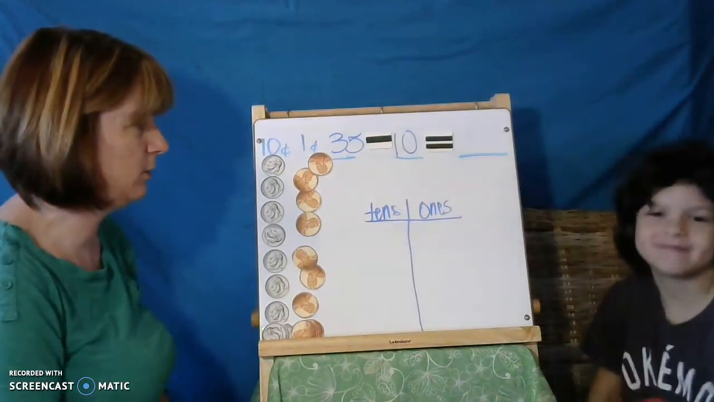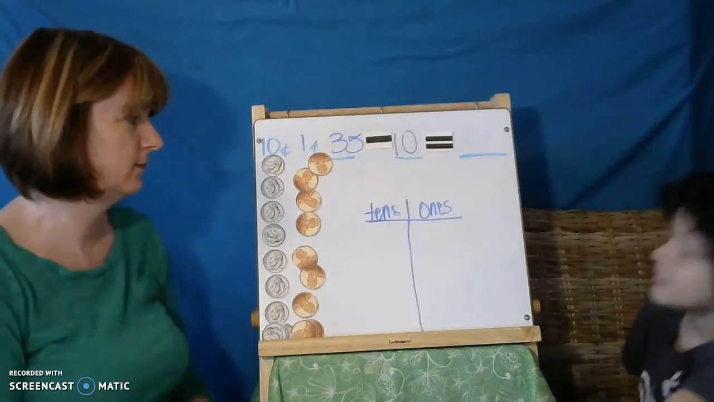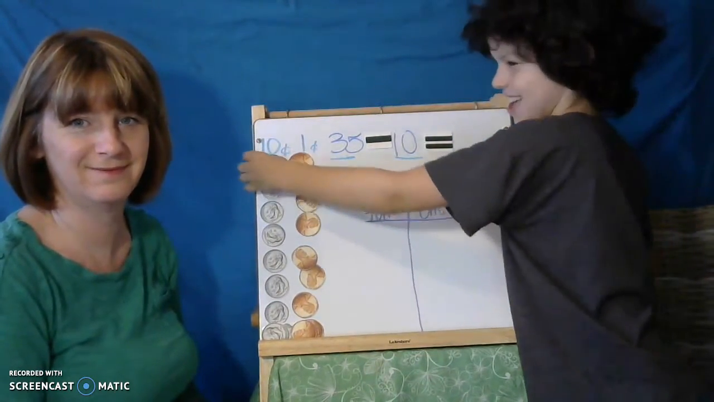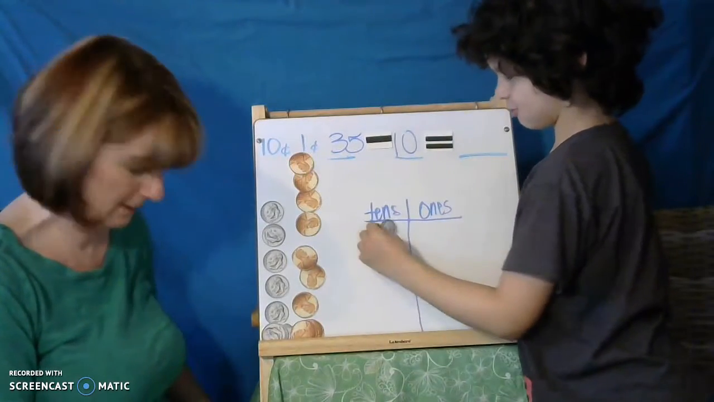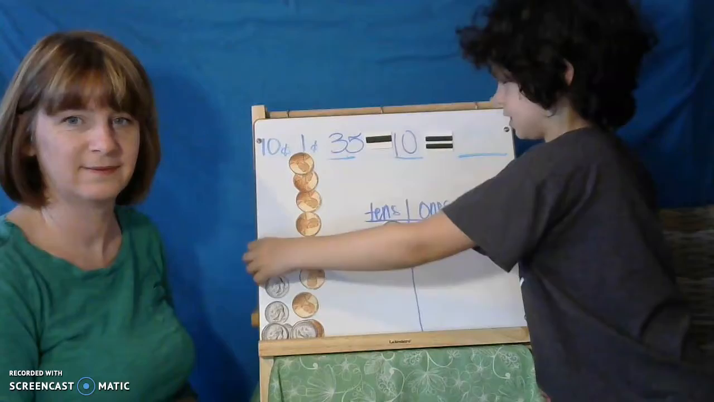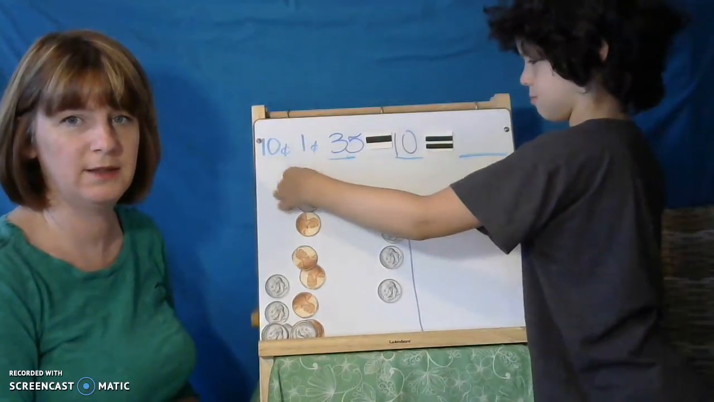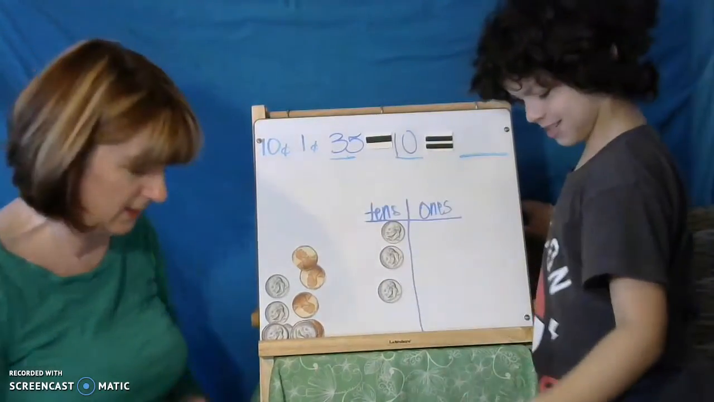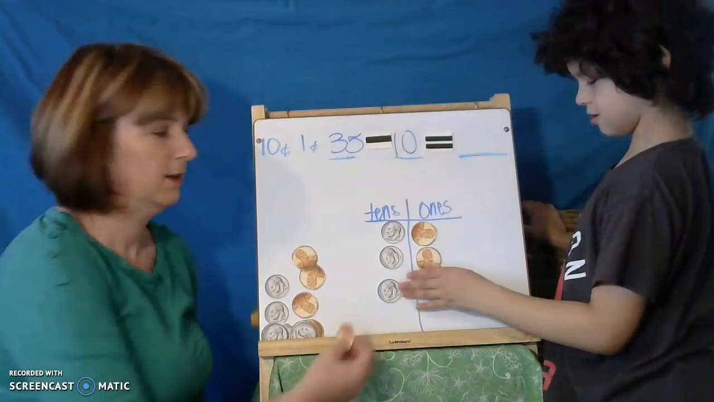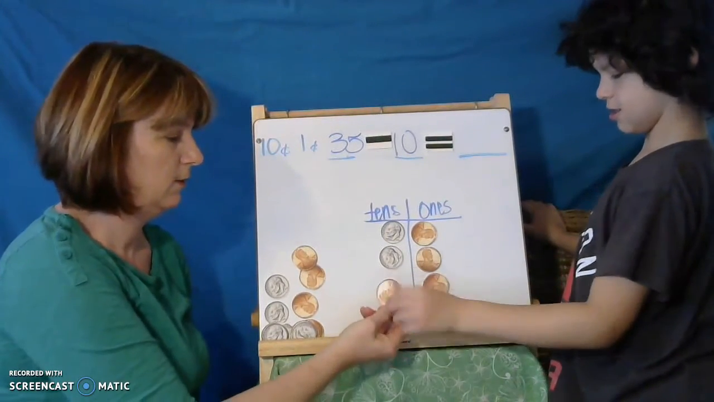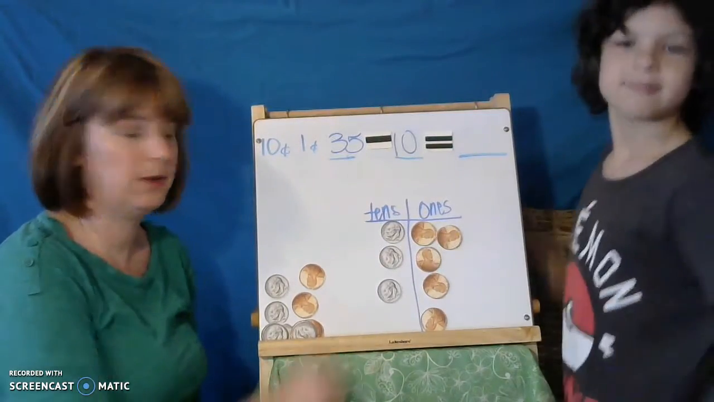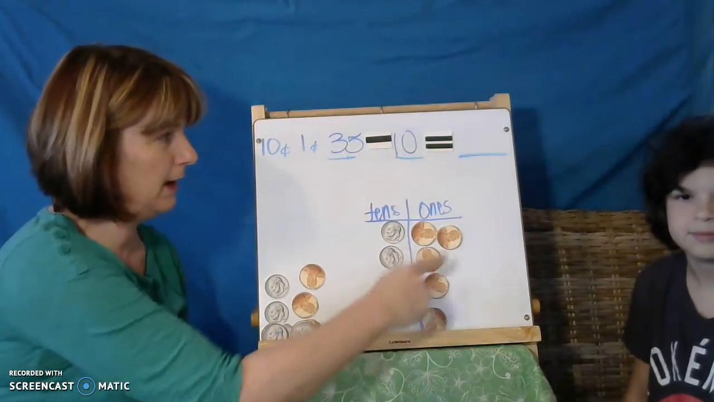Okay, let's build. Can you build 35? Yes. So we got 3 tens. 2, 3, 4, 5 ones. So now we've got 35.